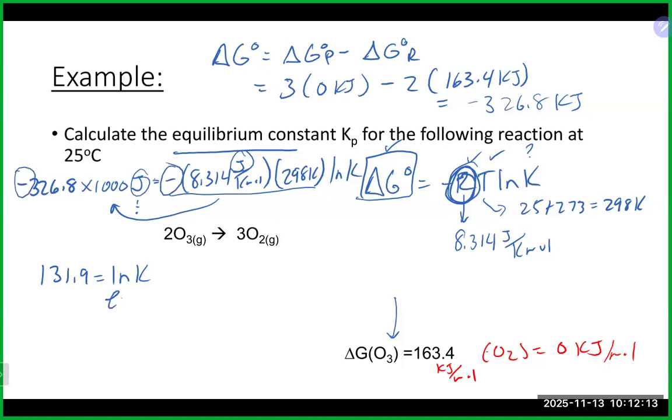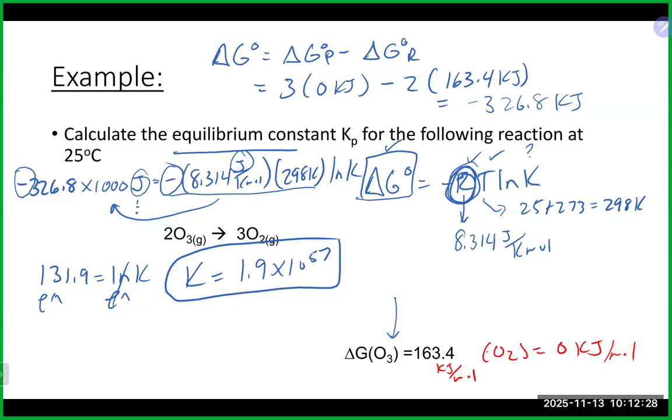We're going to e both sides here, and that will just make that K. That's going to get us an equilibrium constant of, looks like maybe 1.9 times 10 to the 57 in this case. Again, depending on rounding, you might get a slightly different number if you round a little bit before you did the e of both sides.